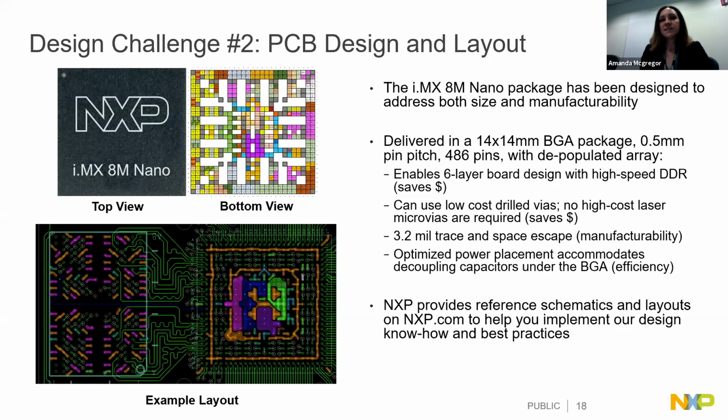We create this depopulated array, and you can see this on the left-hand side of this chart. We've got the top view of the Nano and then the bottom view, which shows the ball map, and how we've created space to be able to escape the different signals. So you can design your board in 6 layers with high-speed DDR, mind you. You can use low-cost drills. No high-cost microvias are required here. So that translates to dollars saved.